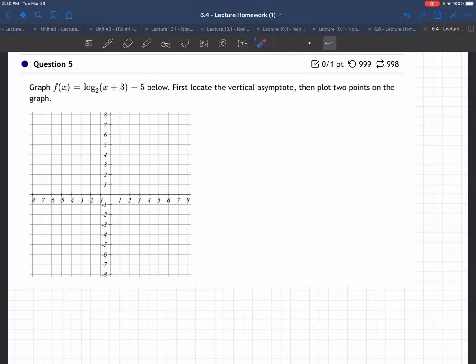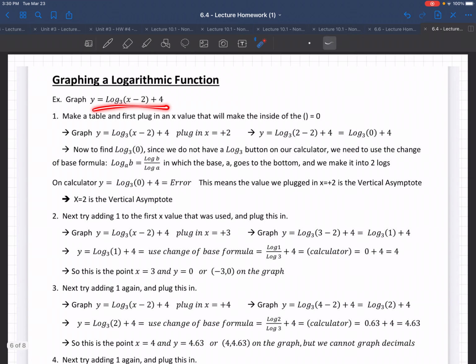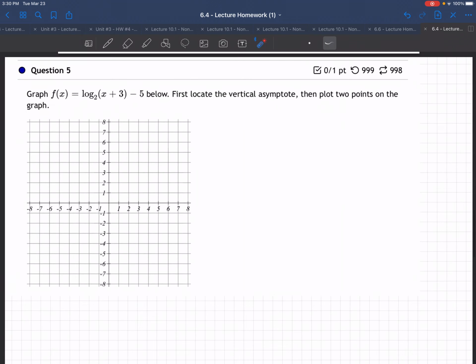In this example, we are graphing f of x equals log base 2 of (x plus 3) minus 5. How do we do that? Well, if you go to the exam 3 notes, I'm explaining how to graph something like this. First, make a table, and first plug in an x value that will make the inside of the parentheses equal 0. So let's start there.